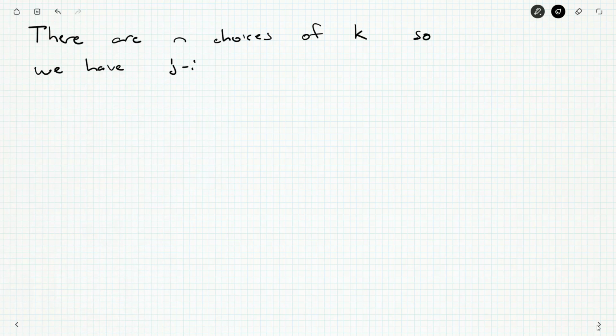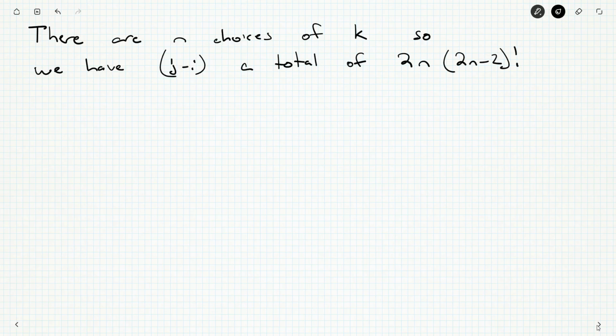Now that's for a given k. Well, how many k's are there? There are n choices of k. So we have j minus i, specifically j minus i, not the value of their difference. So we're talking about 3 minus 2 is different than 4 minus 2 is different than 3 minus 1. The j and the i matter here. So we have that, a total of 2 times n times 2n minus 2 factorial.